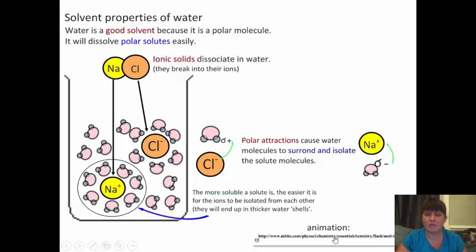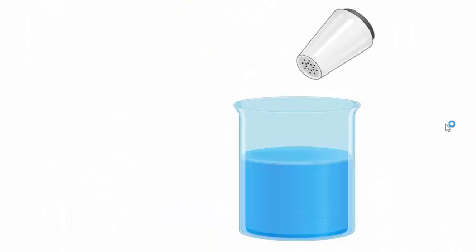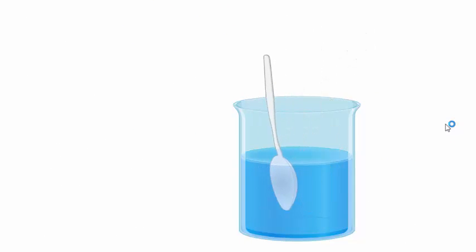So we're going to look at a quick animation. Let's add a small amount of table salt, sodium chloride, to water. As you know, sodium chloride dissolves in water. Click on the zoom button to view sodium chloride dissolving in water on a microscopic scale.